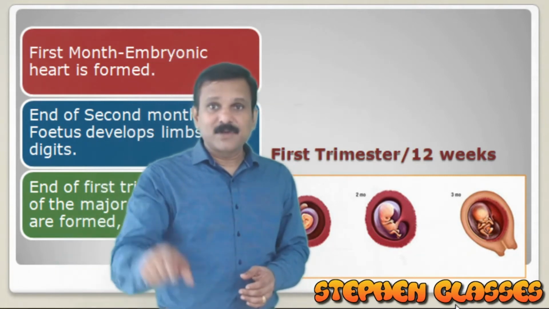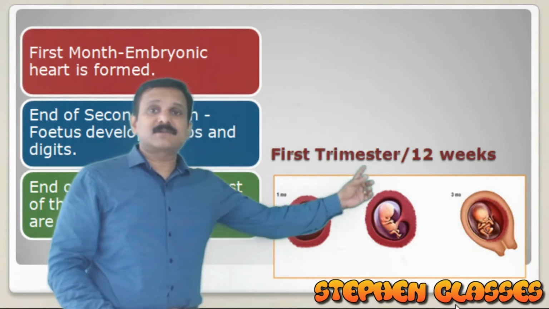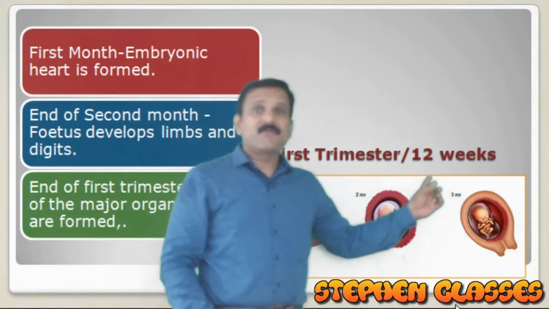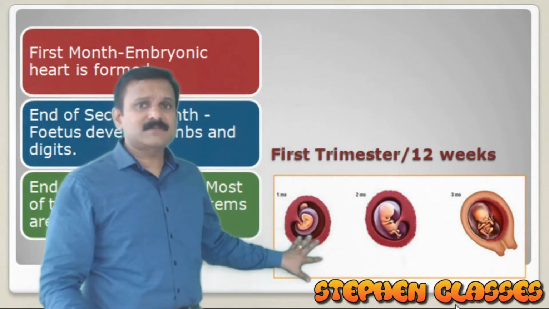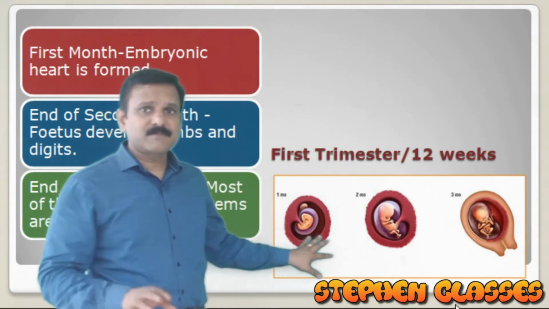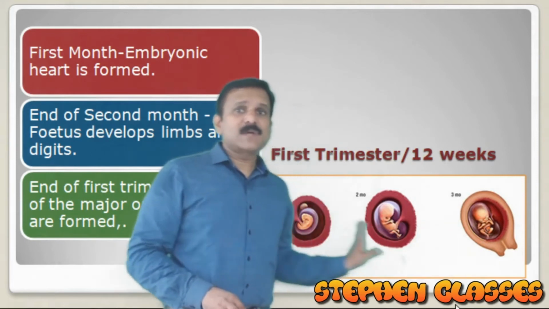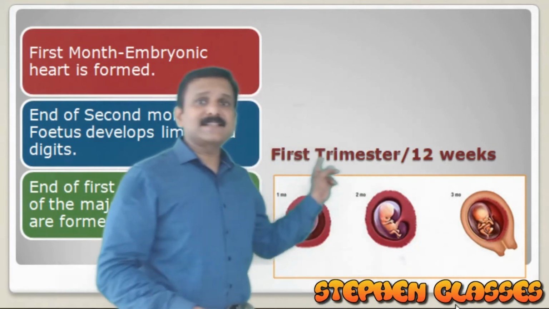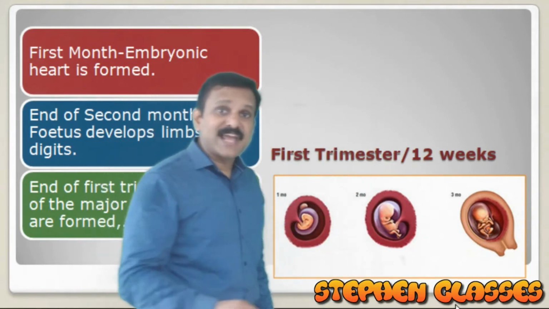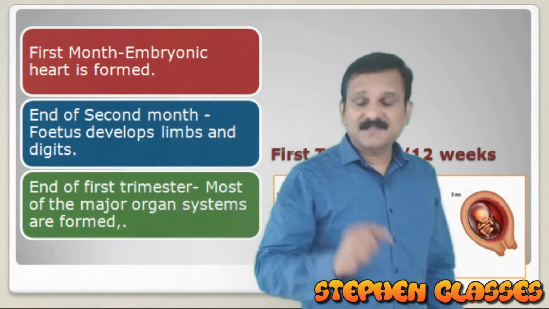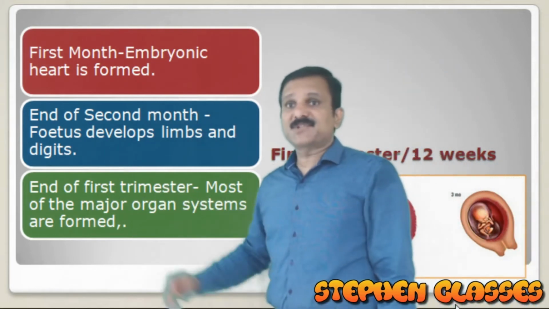Is it clear? So here in this picture, you can see the first trimester is represented, or first 12 weeks represented here. Okay, this is the embryo after first month, this is after 2 months, and this is after 3 months. So after completion of the 3 months, we can say the first trimester is over. What are the different changes happening in the fetus or in the embryo during this first trimester?